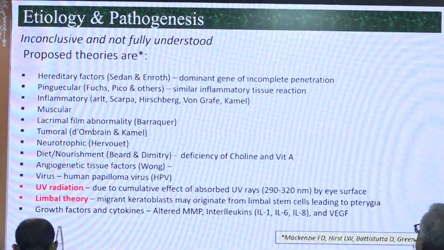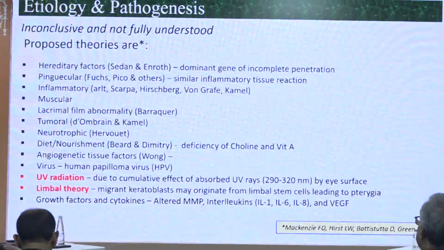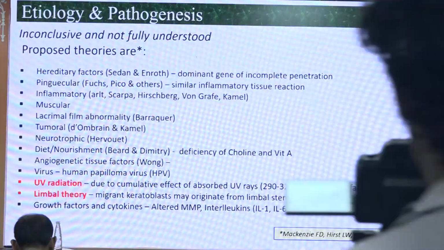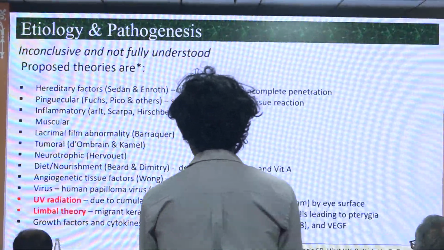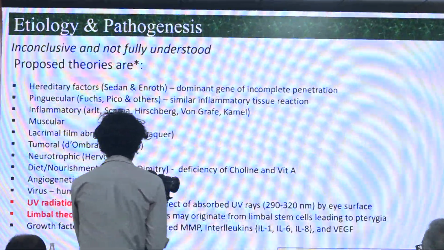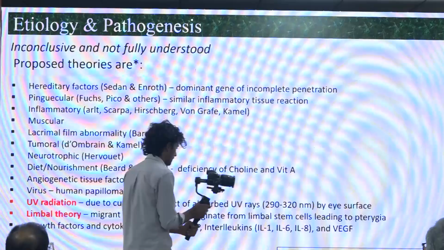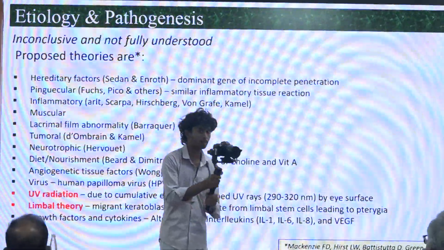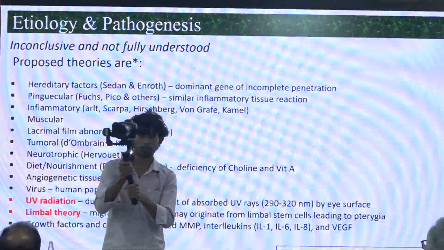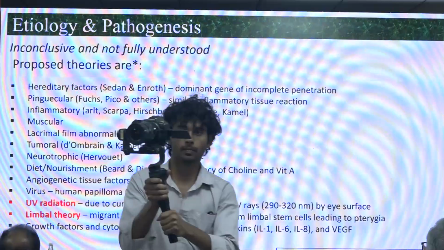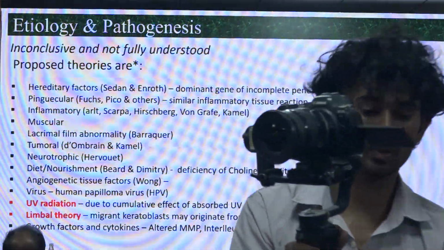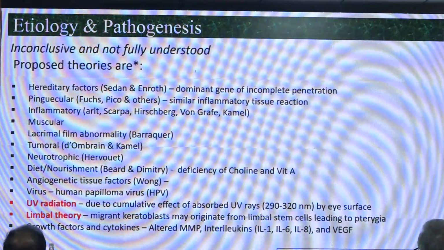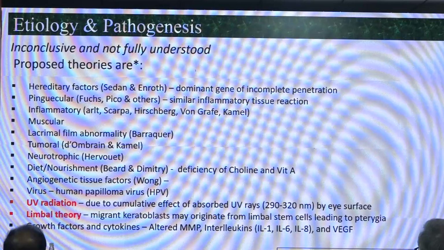Regarding etiology and pathogenesis, there are so many theories and postulates regarding the formation of a pterygium, but the most accepted of these are two. One is UV radiation, due to the cumulative effect of UV rays absorbed by the eye surface, and the other is the limbal theory, where migrant keratoblasts originating from limbal stem cells lead to pterygia.